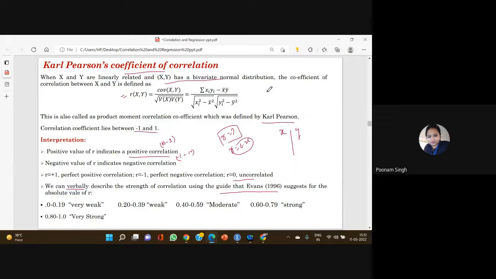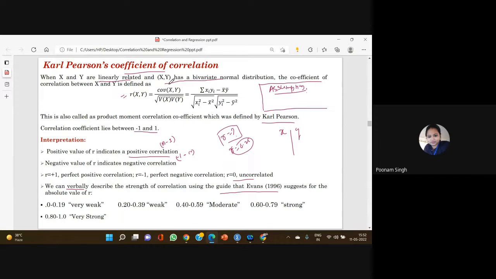But remember, before calculating the coefficient of correlation, you need to see whether the assumptions are being fulfilled or not. What are the assumptions? First, X and Y should be linearly related. For that, you will have to check the scatter plot. Draw the scatter plot and check whether there is a linear relationship or not. If it is there, then you can calculate the coefficient of correlation.